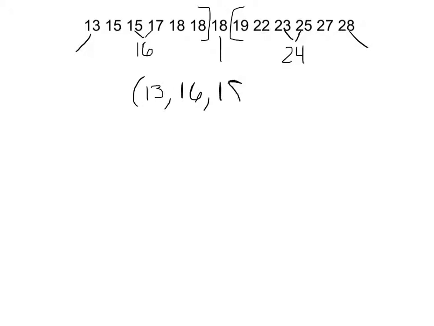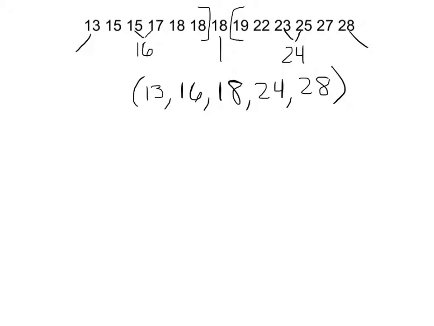So if we look at this data set, first thing we're going to do is we're going to find the median. There it is right in the center, 18. Now we're going to break our list. We're going to find our first quartile. We're going to find our third quartile, my minimum, my maximum. So my 5-number summary is going to be 13, 16, 18, 24, 28.